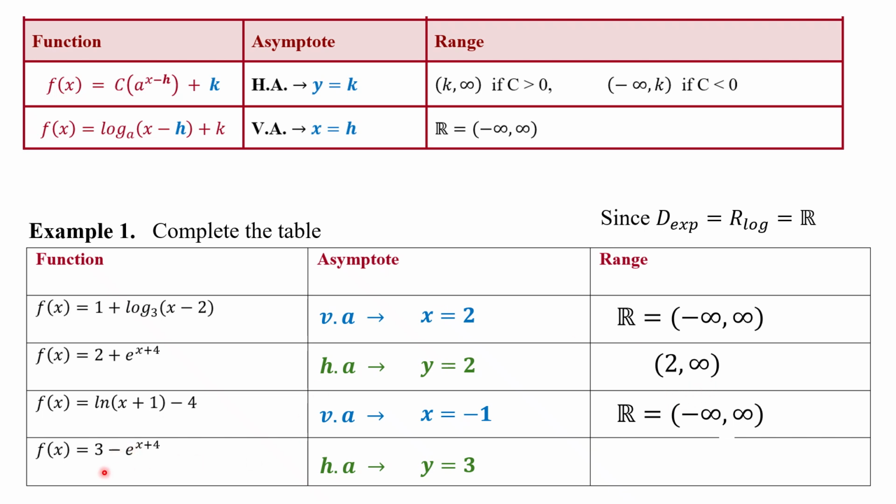Then for the last exponential, we can see that the exponential here, e to the x plus 4, is multiplied with negative, meaning the range is up to minus infinity on the left, and the right side is the vertical shift here, which is positive 3. So the range for this exponential is negative infinity up to 3.